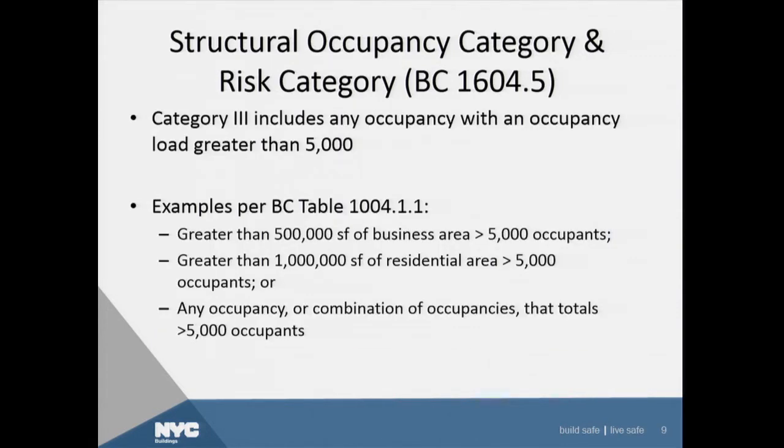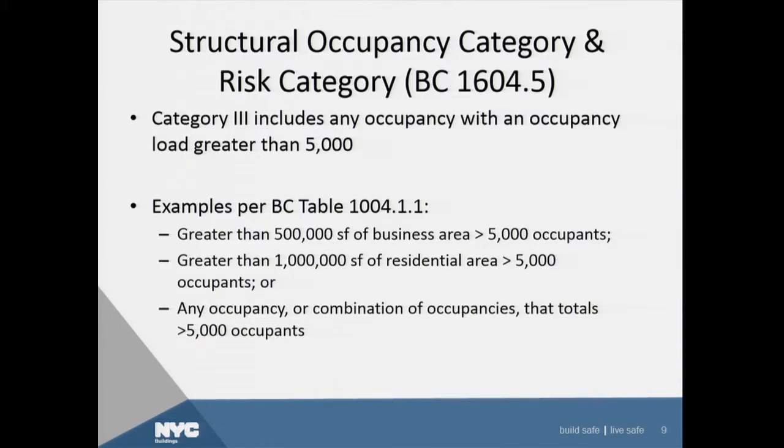Okay. Now, one change that we did adopt to align ourselves with the IBC and with ASCE 7 was the inclusion of buildings with an occupancy load greater than 5,000 into Category 3. Under the 2008 New York City Code, this could have been considered a Category 2 building. Now you're going to have to consider these as a Category 3 building. Just some quick rundown examples to give you an idea of what that may mean.